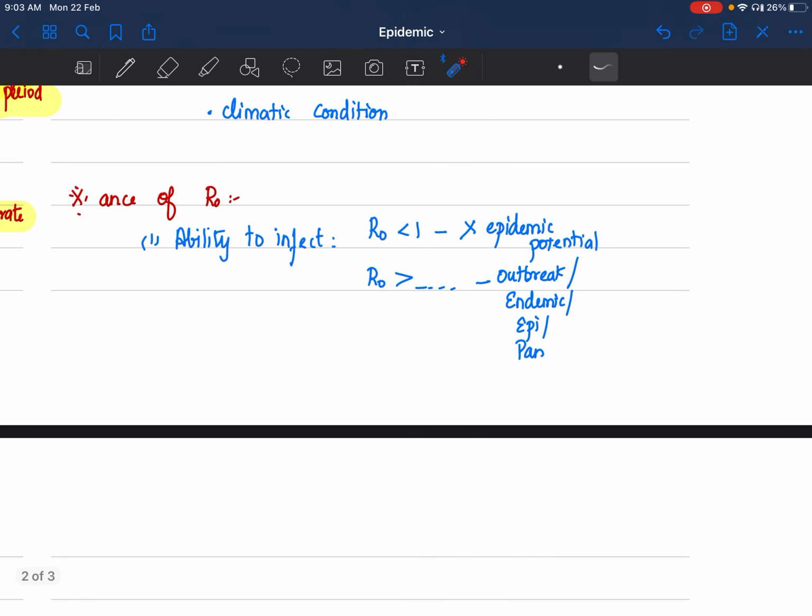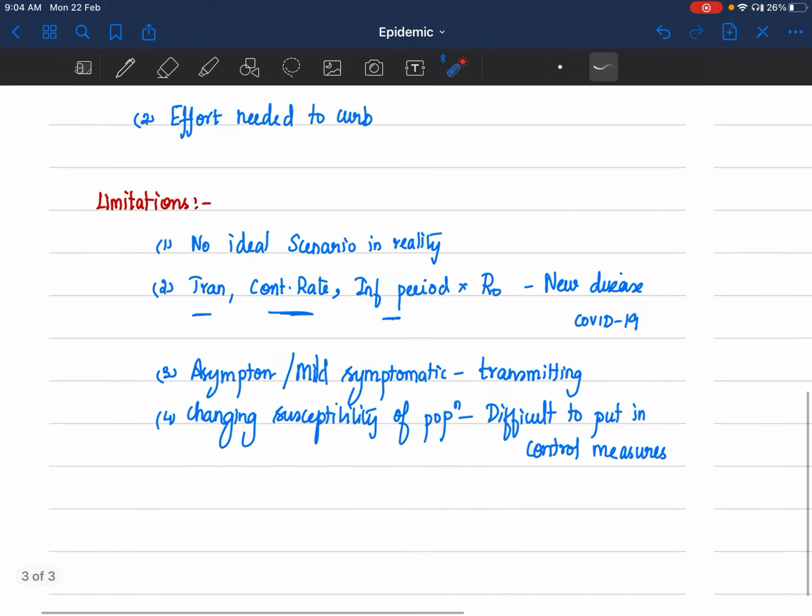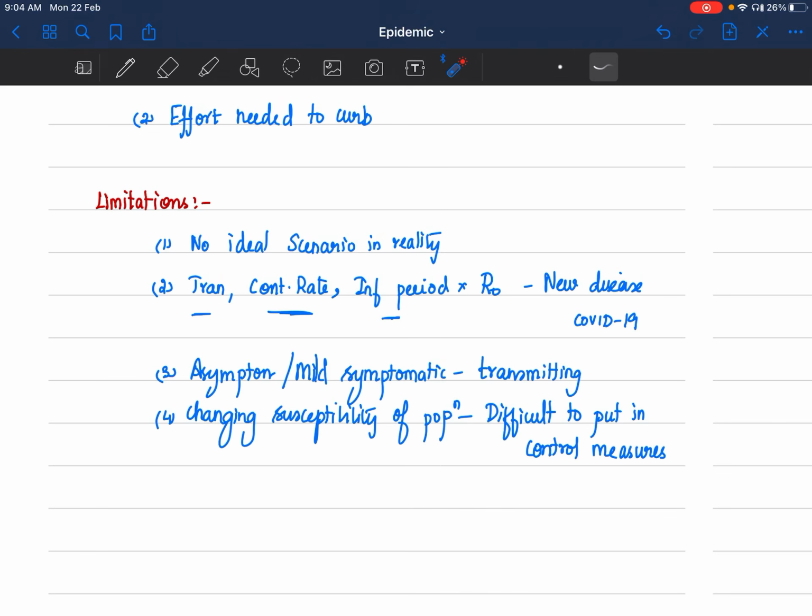Importance of R-naught is twofold. One, you are able to find the ability of the organism to infect a population and the ability of it to become an epidemic or a pandemic, and efforts needed to stop it from becoming an epidemic or pandemic. The limitations are you do not have an idealized scenario in reality. You need to know all three components in order to calculate R-naught. You cannot substitute anything. Asymptomatic or mildly symptomatic people transmitting infection causes a significant difficulty in calculation of R-naught, and changing susceptibility of population again will put a dent in your plans for institution of control measures.